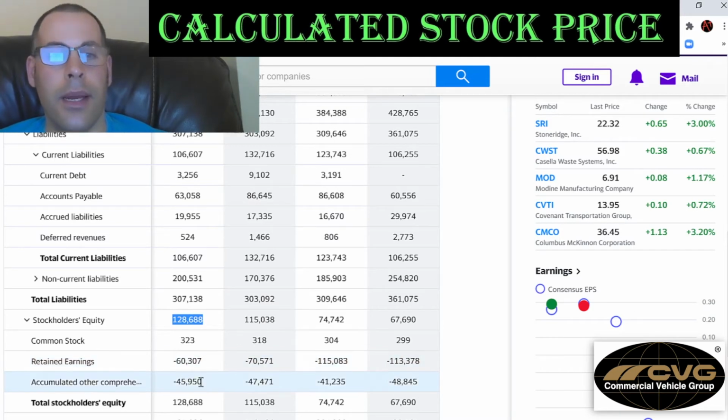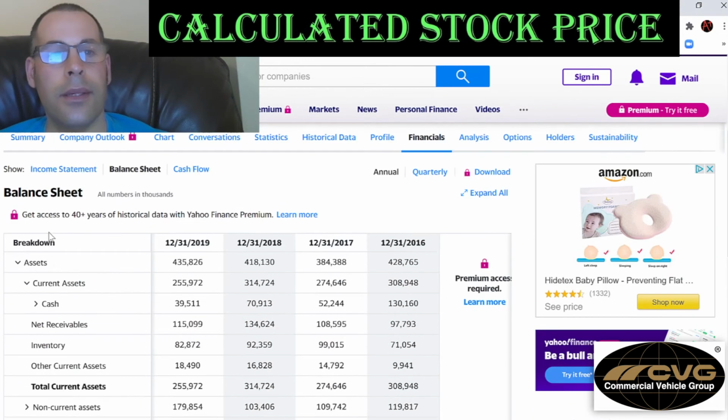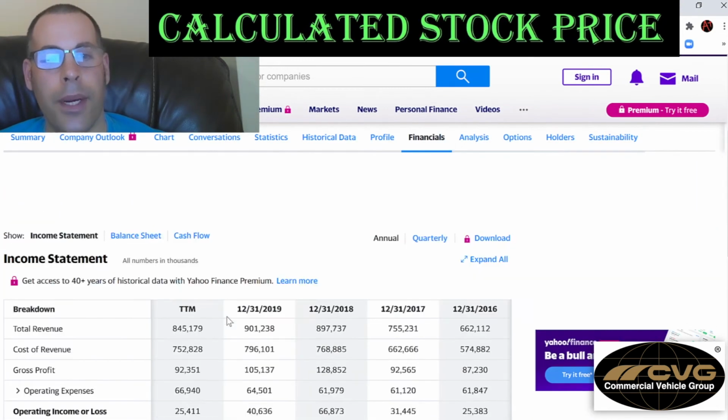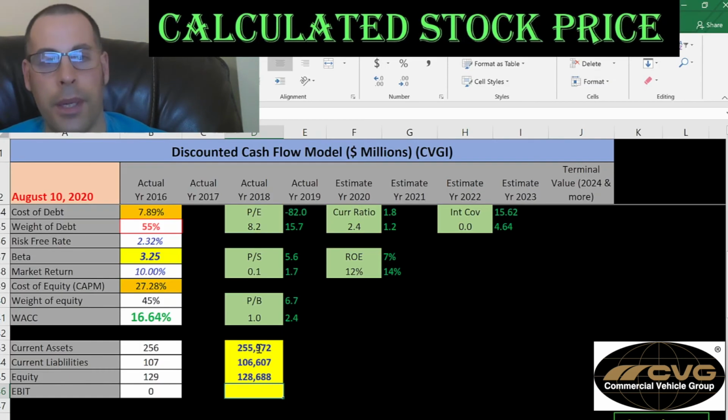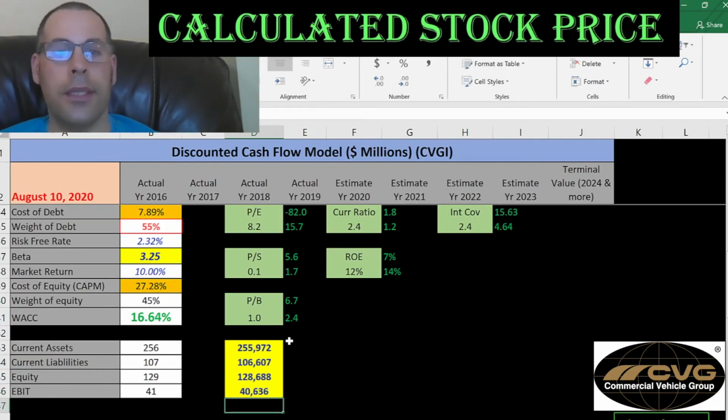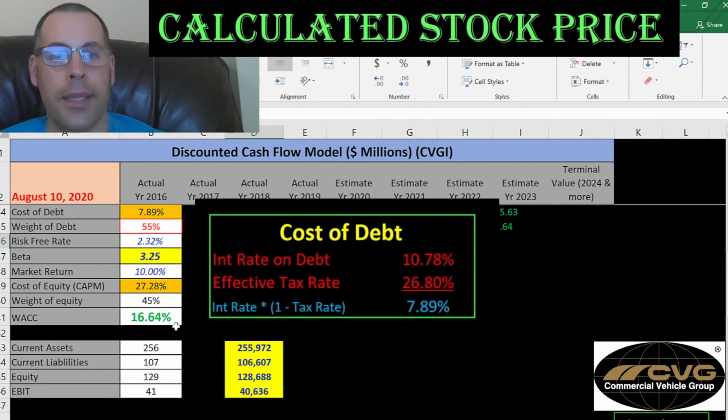That's not good. Negative $46 million of accumulated other comprehensive income. These are unrealized losses on some of its securities. Let's go back to the income statement, get their operating income. That's $40 million. That's how much it makes on their operational business before paying interest and taxes.